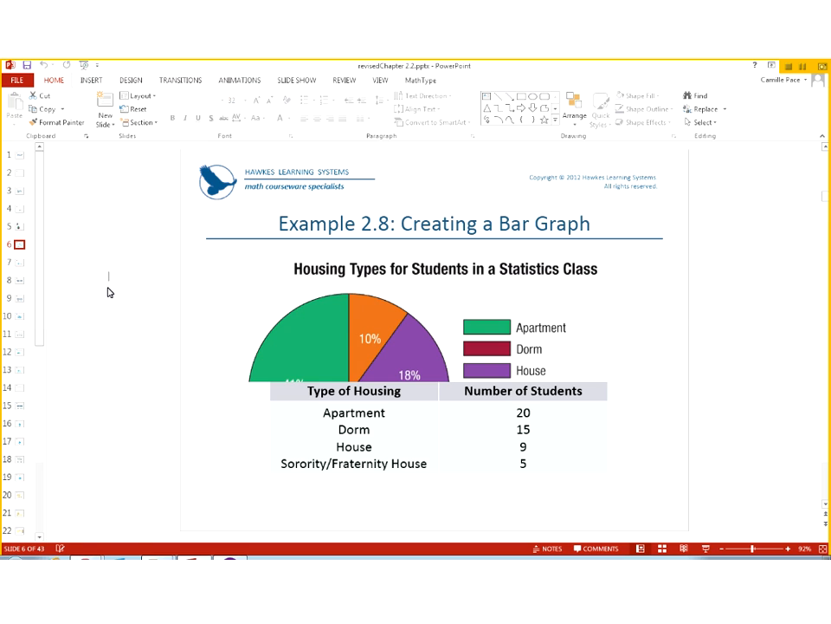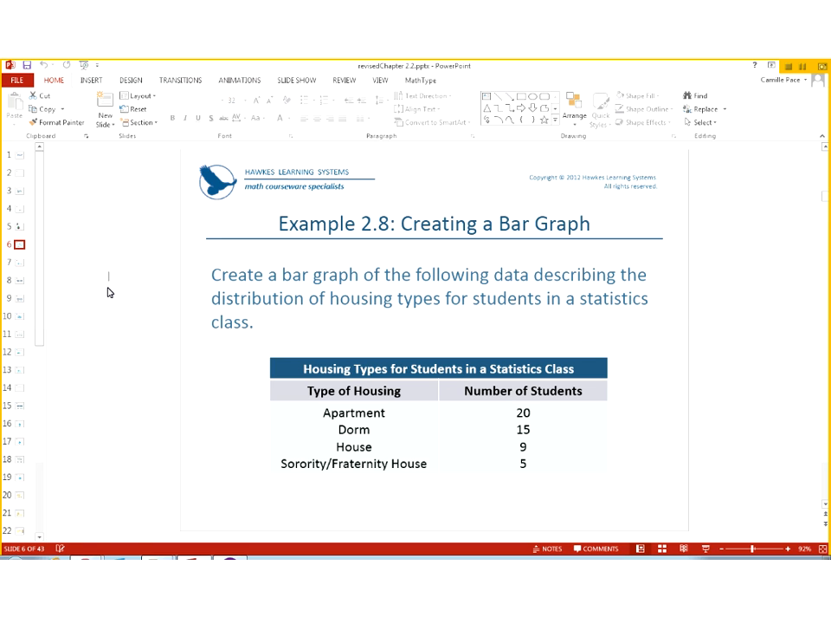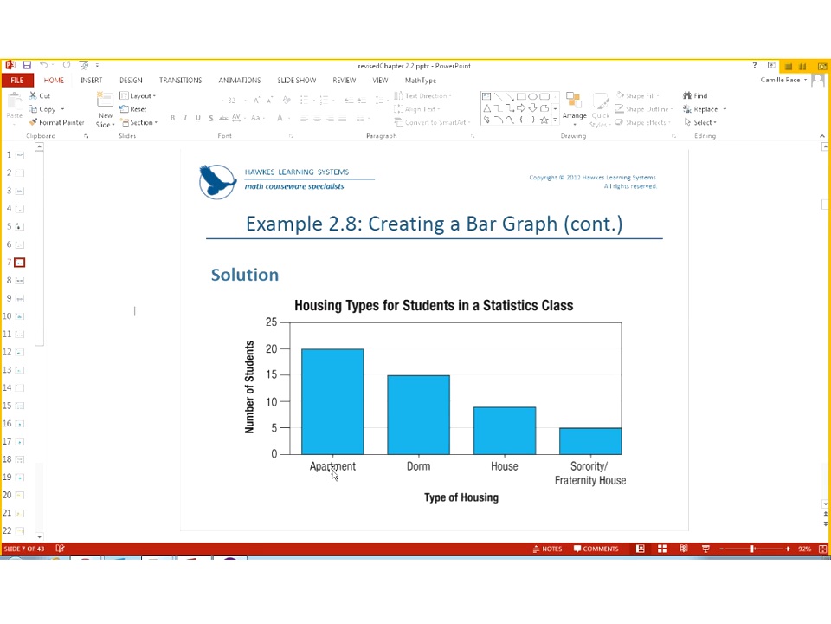The next type of graph we can use for qualitative data is something called a bar graph. Again, here's the same data that we looked at, and now we just made a bar graph. Note, along the x-axis is the categories: apartment, dorms, house, and sorority and fraternity house. Make sure you put a title on that x-axis. We put types of housing. Along your y-axis is number of students. And we actually did it as a frequency, so you can go 0, 5, 10, 15, 20. And across the top is housing types for students in a statistics class.